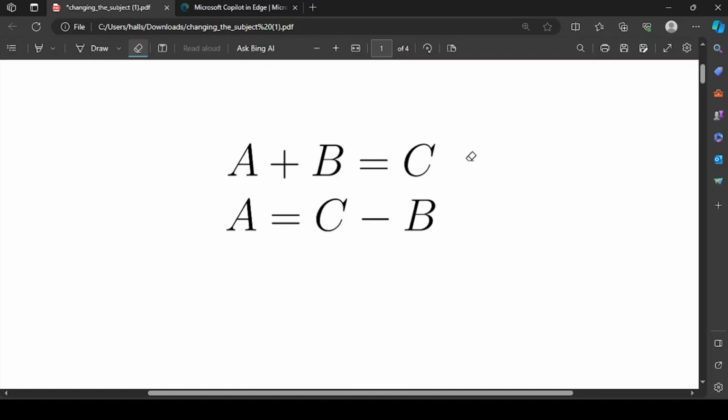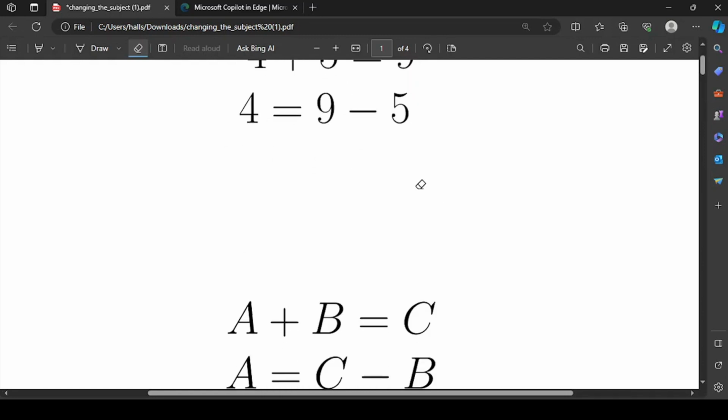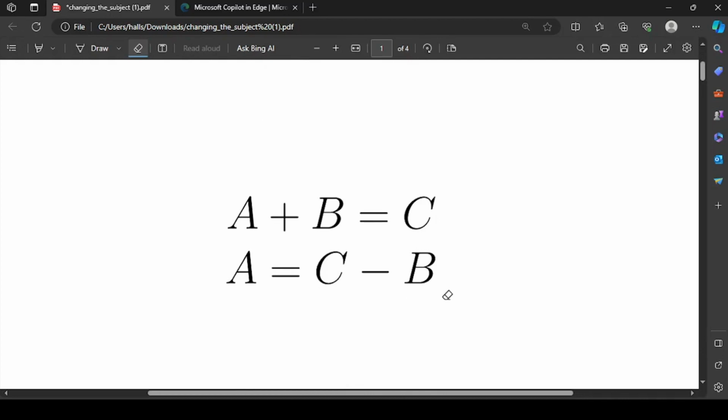A plus B is equal to C. What will A be equal to? If you're paying attention, here with 5, you move the 5 across the equal sign and the positive sign in front of the 5 changes to negative. And now you have A is equal to C minus B.